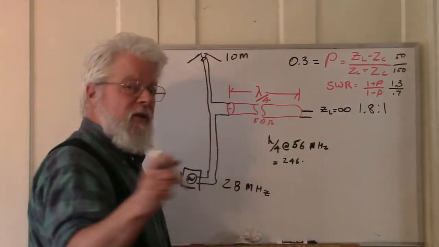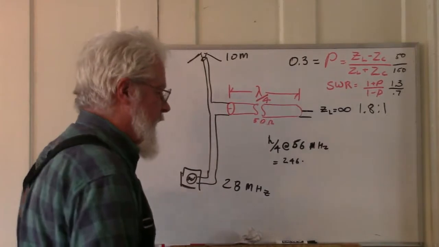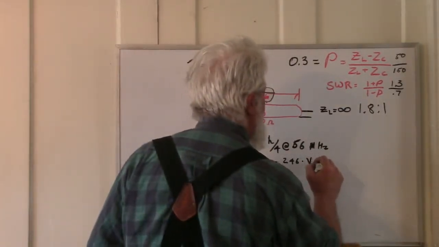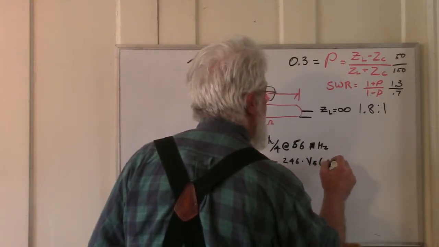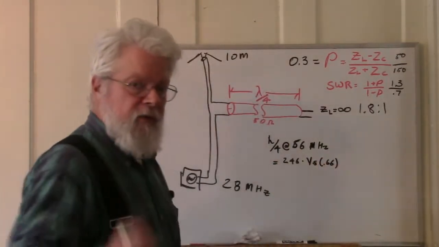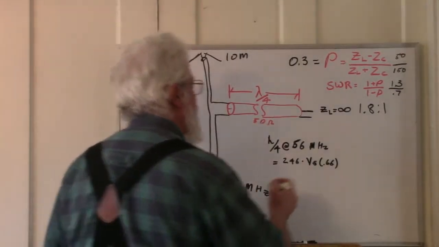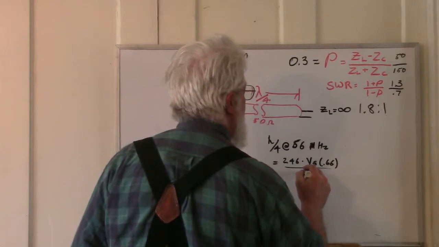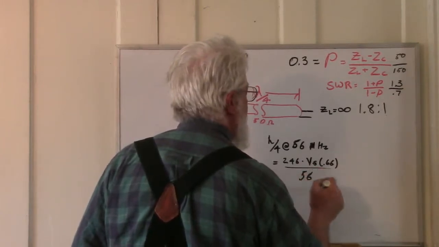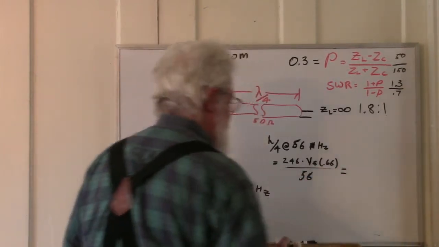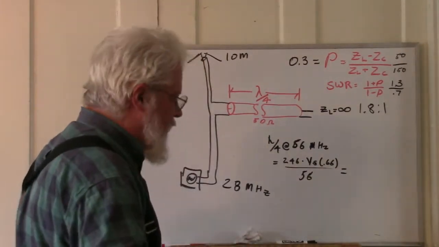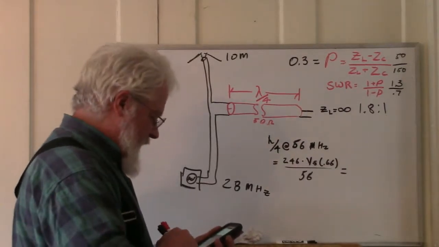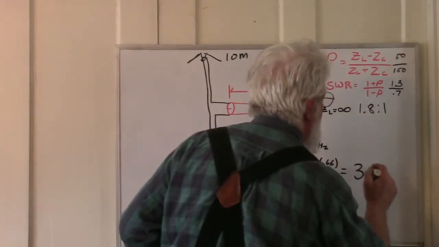246 times the velocity factor of the cable. I haven't talked about velocity factor yet, but I will. Times the velocity factor of the cable, which is in this case 0.66, because we're cheap and we're just buying RG8 standard stuff, divided by the frequency in megahertz. And the answer is, it's about 3 feet.